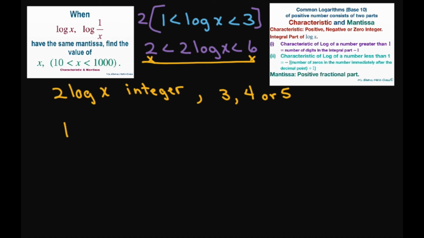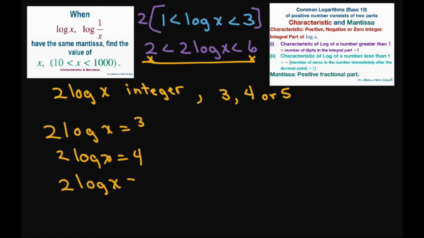Therefore, we have 2 log of x equals 3, or 2 log of x equals 4, or 2 log of x equals 5. Dividing everything by 2, we get log of x equals 3/2. Log of x equals 4/2, which is 2. And log of x equals 5/2.